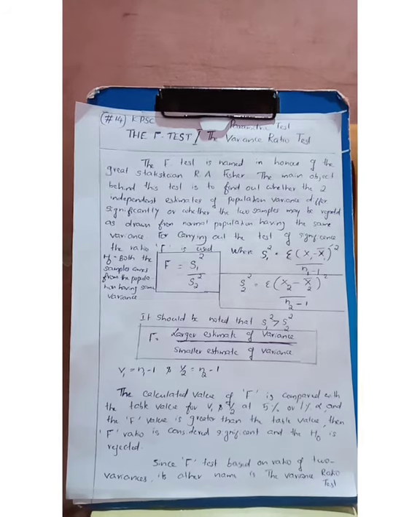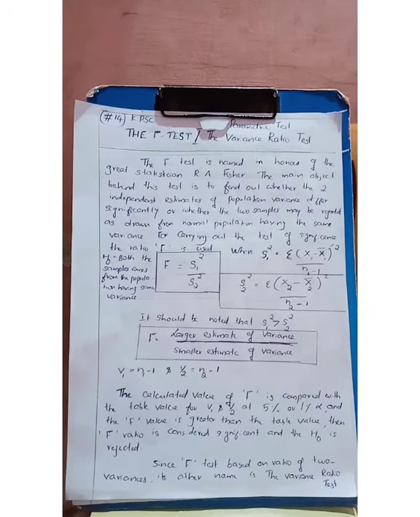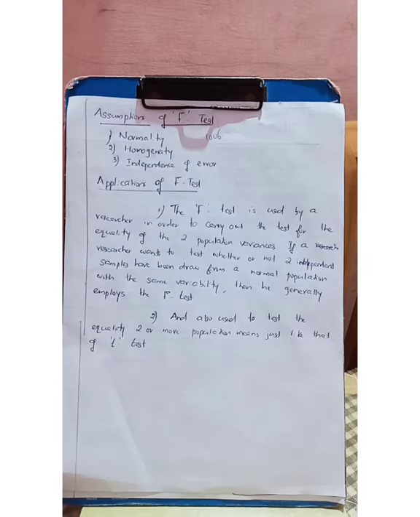Since the F-test is based on the ratio of two variances, it is otherwise called the variance ratio test. Why is the F-test otherwise called the variance ratio test? The answer is very simple. Since F is based on the ratio of two variances, its other name is the variance ratio test. The next important topic is the assumptions of the F-test.